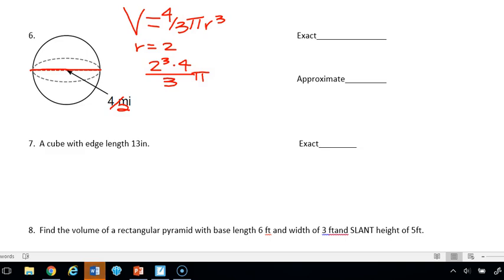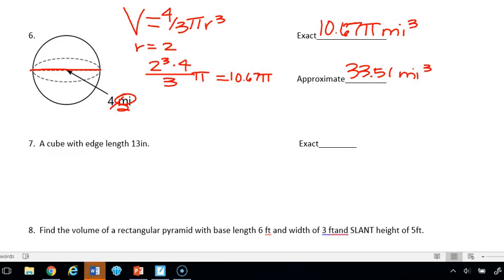When I do that, I get 10.67 pi. So that's what I'm going to put up here for my exact, 10.67 pi. And my unit here is miles, so I'm going to do miles cubed. And then I'm going to multiply 10.67 times pi. And when I do that, I'm going to get 33.51 miles cubed.